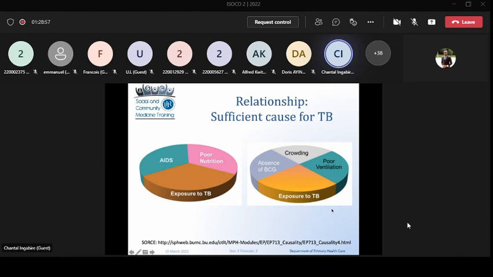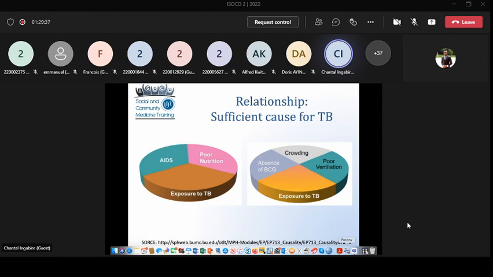Please go on. Is it clear now? So there should be what we call a sufficient cause for an outcome to happen. Not all exposures will lead to the outcome, but there should be some kind of sufficient causes for exposure to lead to an outcome. Is that clear?